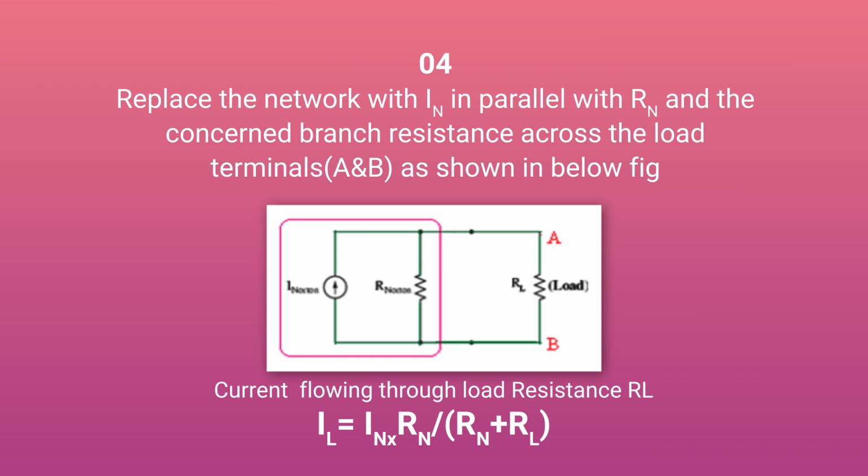So to calculate the current IL in this branch, that is the load resistance, just apply the current division rule. The current division rule states that in whichever branch you want to calculate the current, multiply the total current by the resistance of the opposite branch. The opposite branch of the load resistance is this Norton resistance, so you multiply IN by RN. Then you divide by the summation of the resistances of the two branches. One branch has the Norton resistance RN, and the other branch has the load resistance RL. So IL is equal to IN multiplied by RN upon RN plus RL.